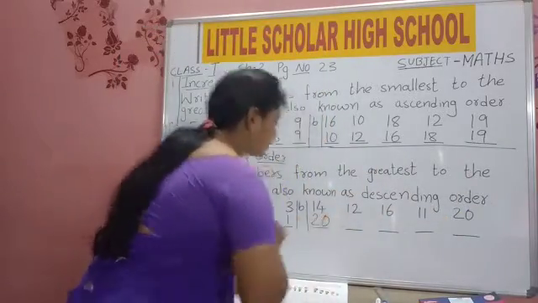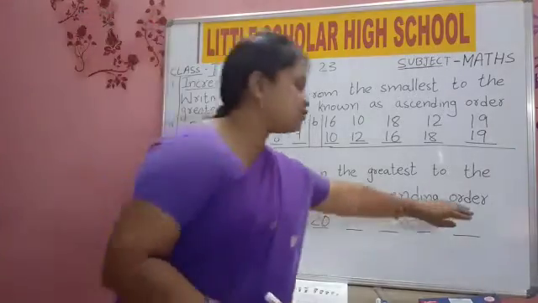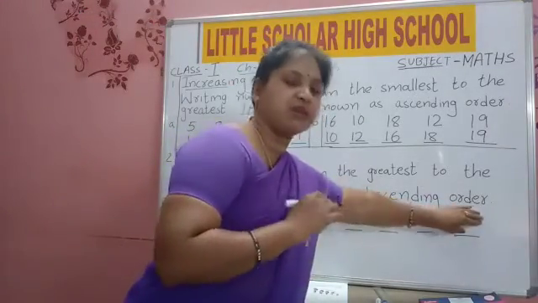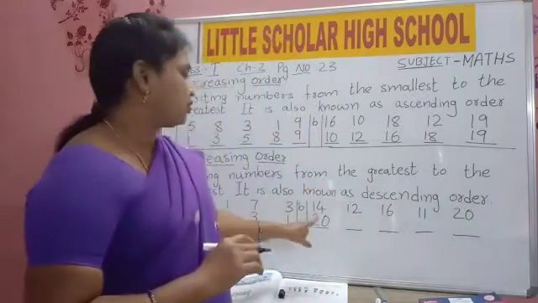So first we will write 20. Now we will leave 20. 20 already written, so now we will not read 20. Only 14.